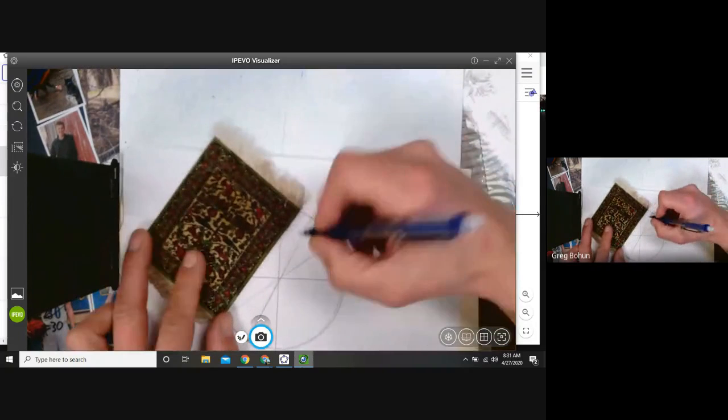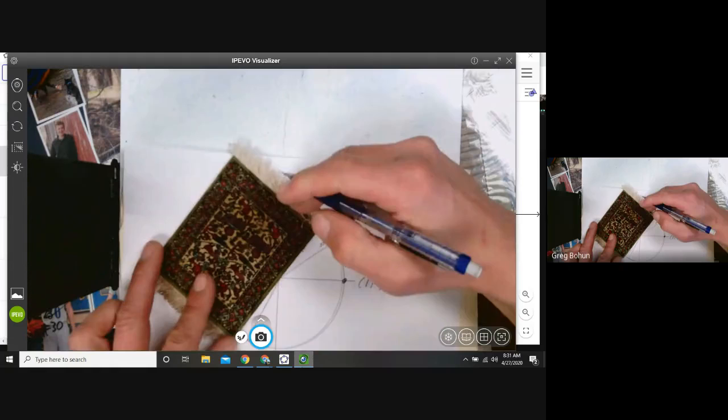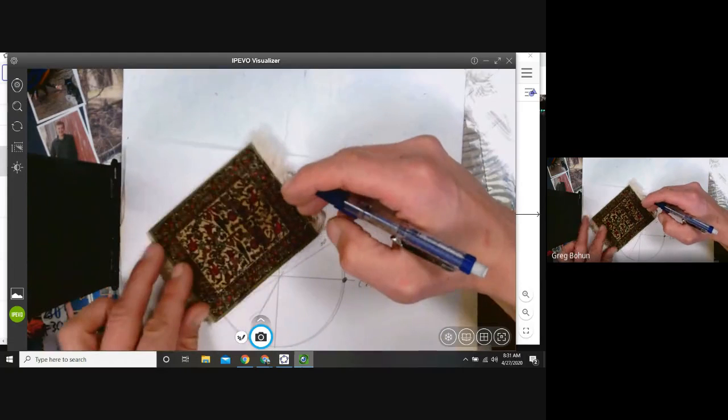And, oh, geez, this is 60. Why don't we put 45 on there while we're at it?